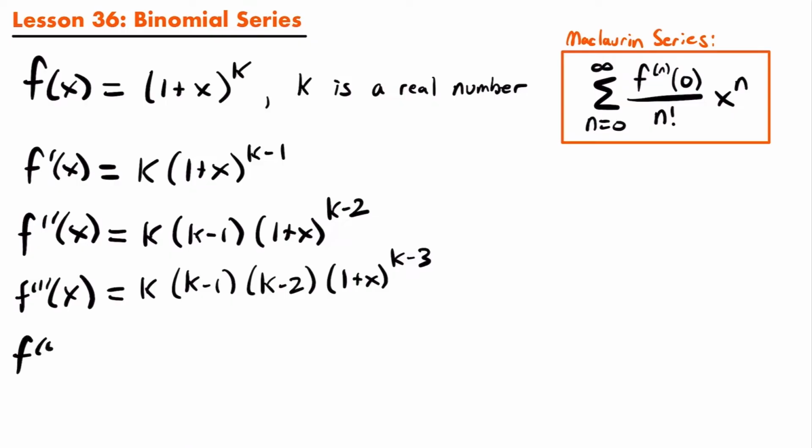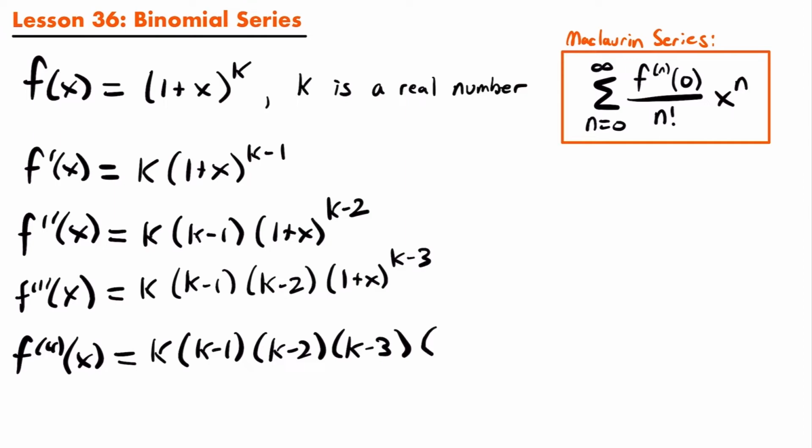Okay, and now let's do one more derivative. Let's look at the fourth derivative of our function. That will be equal to this exponent multiplied down, and then we'll subtract 1 from that exponent. So we're going to have k times k minus 1 times k minus 2 times k minus 3 times 1 plus x to the power of k minus 4.